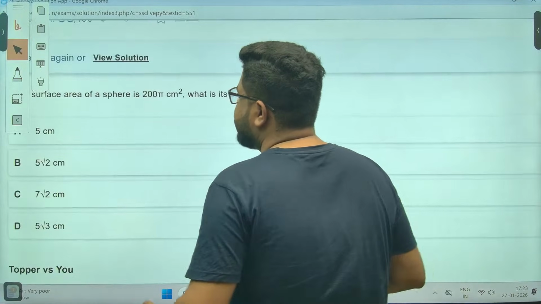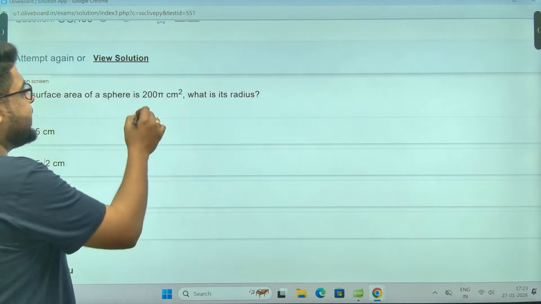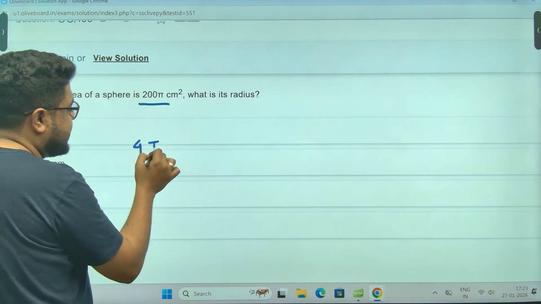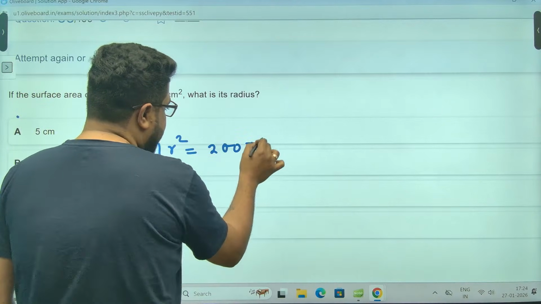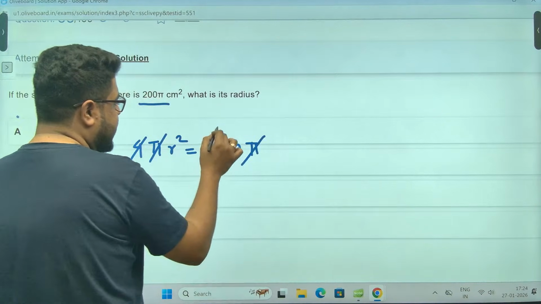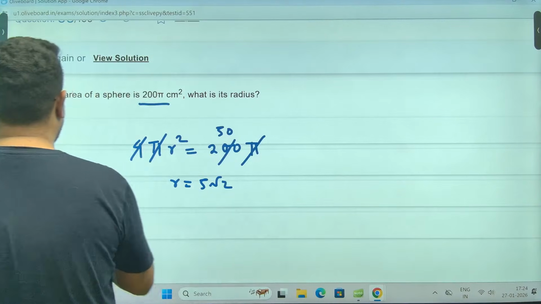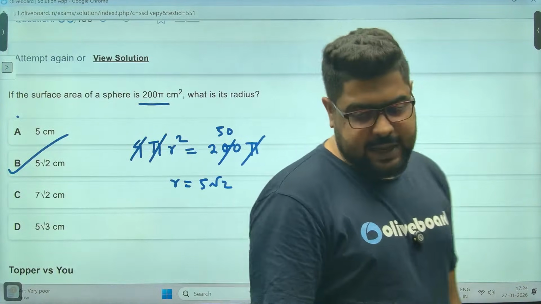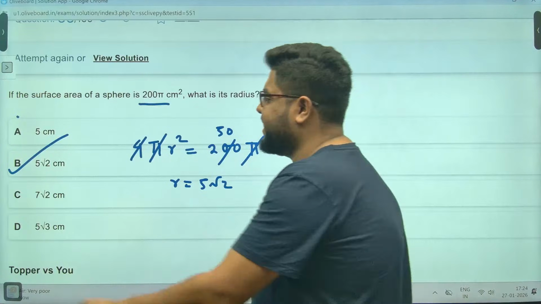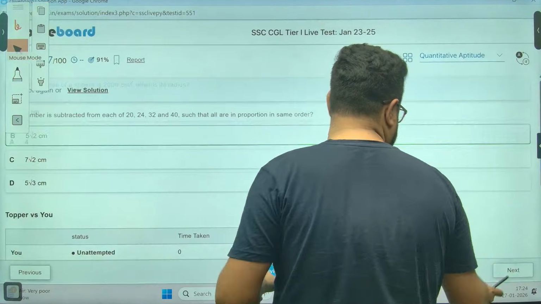Perfect. Surface area of a sphere is 200 pi. Again, easiest question of the lot. 4 pi r square is 200 pi. Pi cancels, r square is 50, so r is 5 root 2. Option B is the answer. Reading the question takes more time than solving. Done. Next one, please.